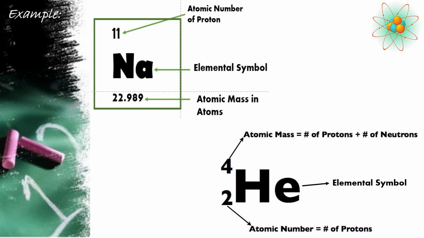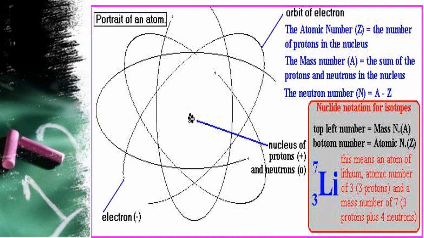Of course, it is inside the nucleus. What charge does it carry? Of course, it carries the positive charge. Now, we have here the portrait of an atom. As you can see, the orbit of electron. So now you know where to find the electrons, okay? It is outside the nucleus.